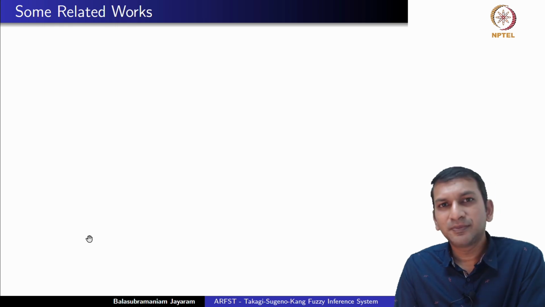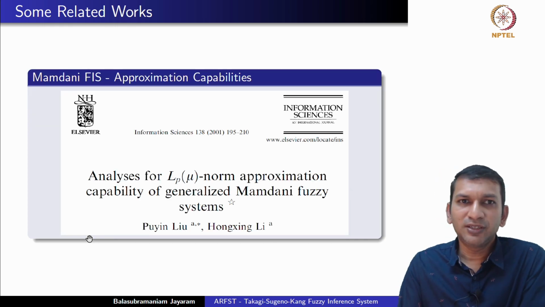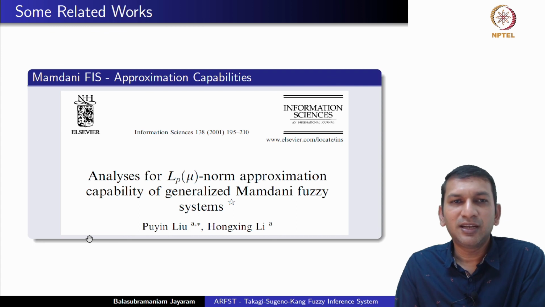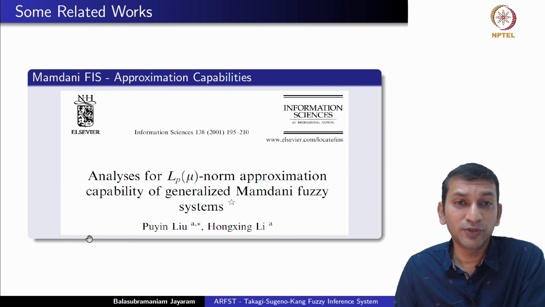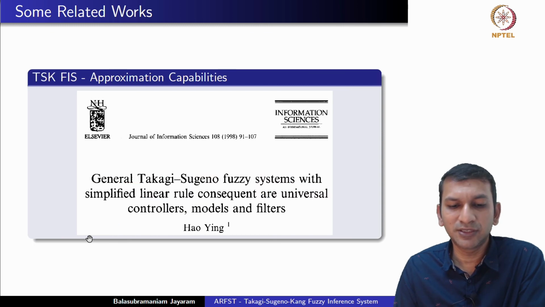Some related works. It was mentioned during a few lectures that a Mamdani or a TSK Fuzzy Inference System is capable of approximating any continuous function to arbitrary accuracy. We have seen this with a few practical examples using the fuzzy logic toolbox in Matlab, but theoretically also these results are available. So this is one paper that deals with Mamdani fuzzy systems, showing their universal approximation capability.